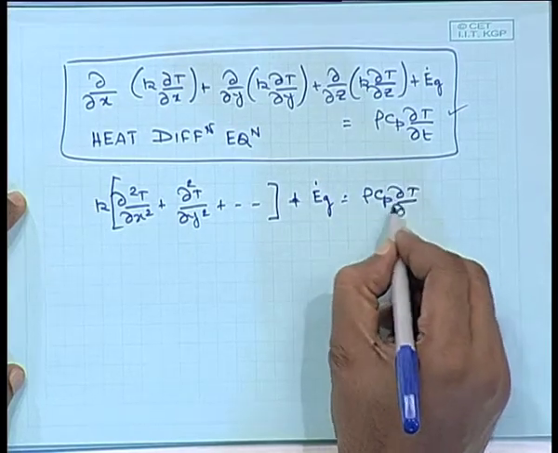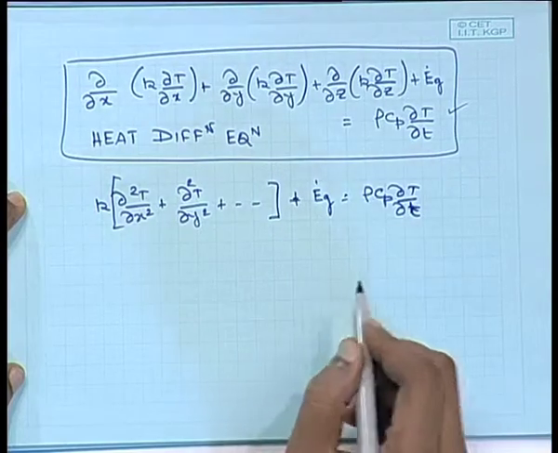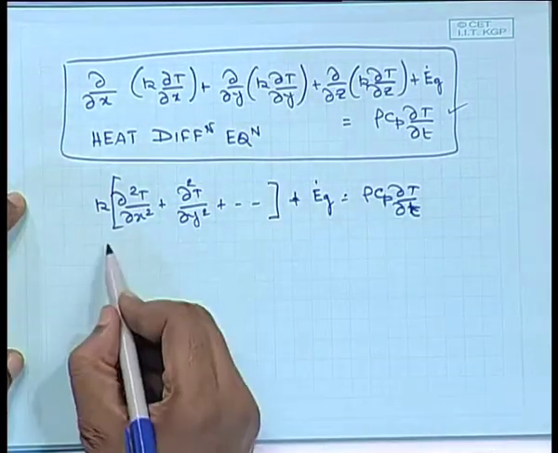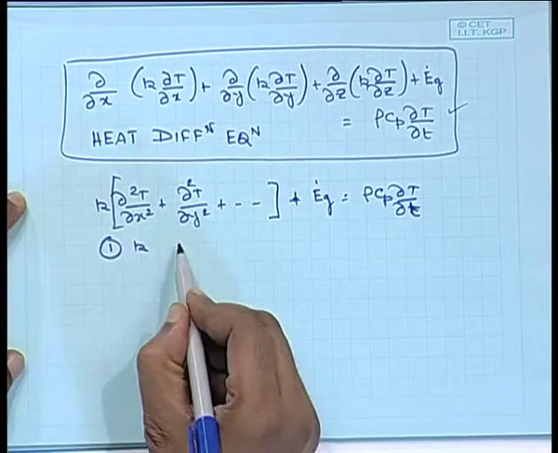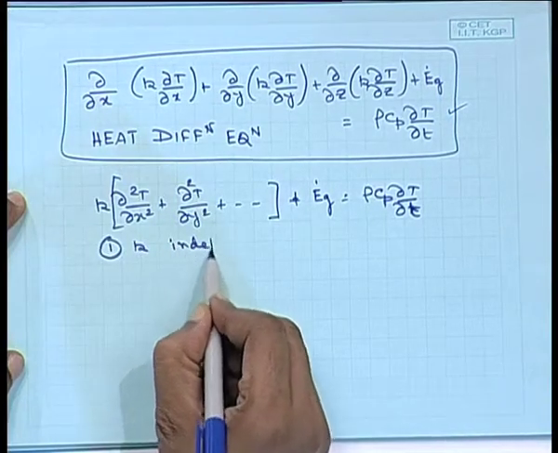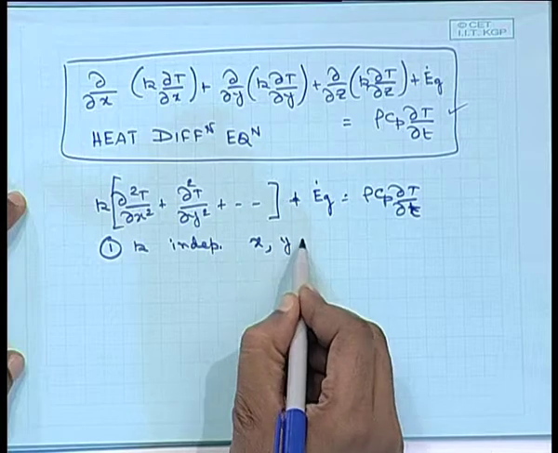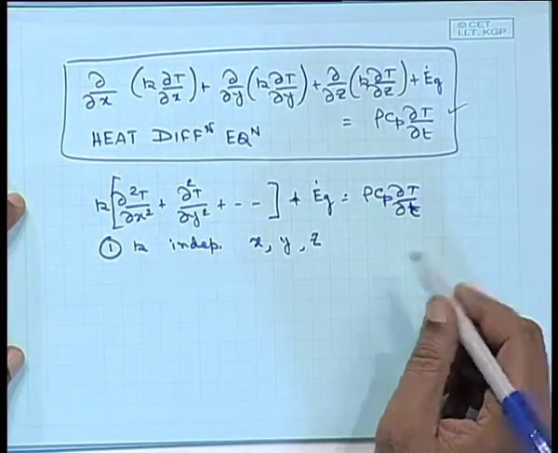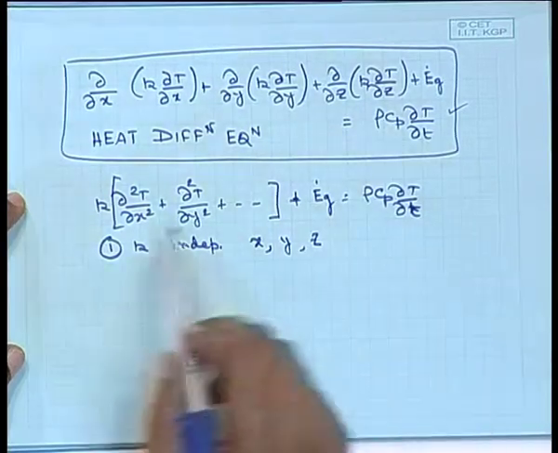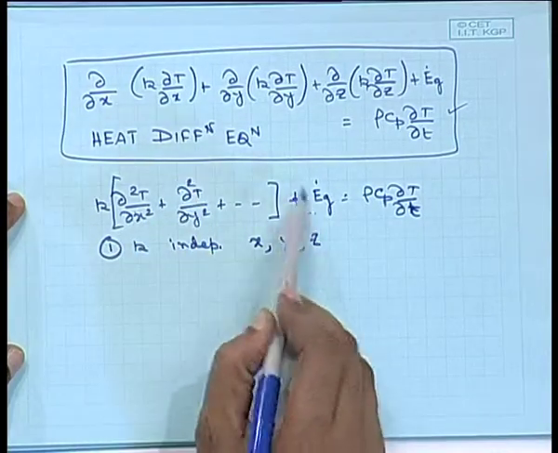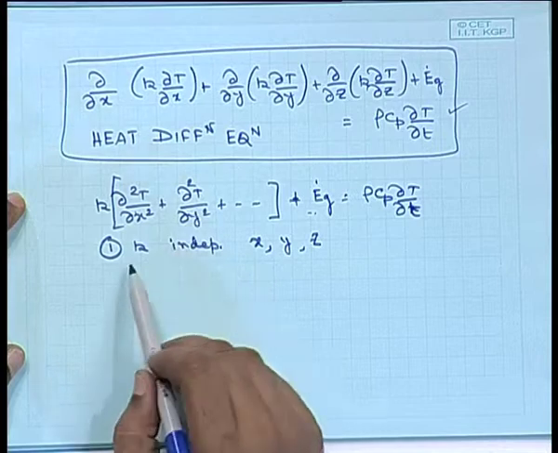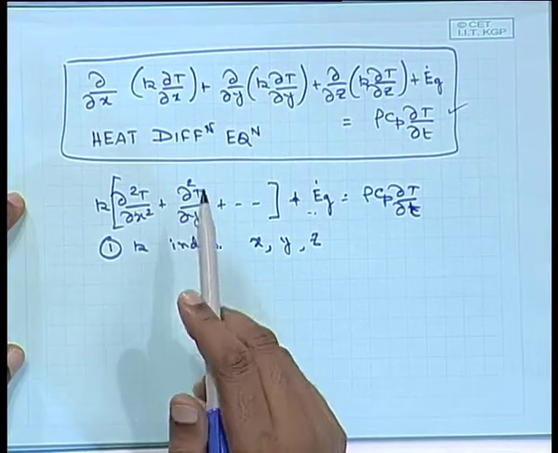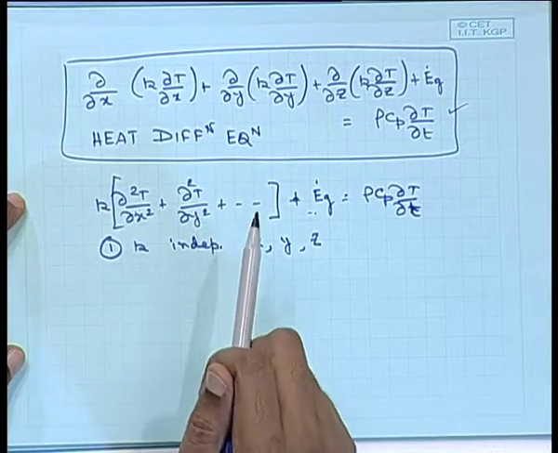I can make this one. So, what are the assumptions that I have made in this? K independent of x, y, z, that means its position, and anything else, any other assumption that I have made? In order to write this equation from its previous form, you correctly identified that k is independent of x, y, z. Any other assumption that I have made?